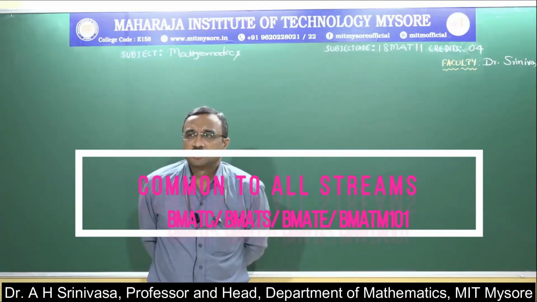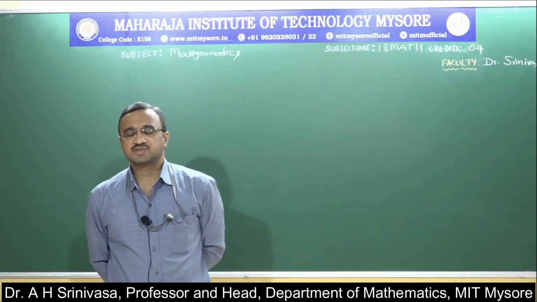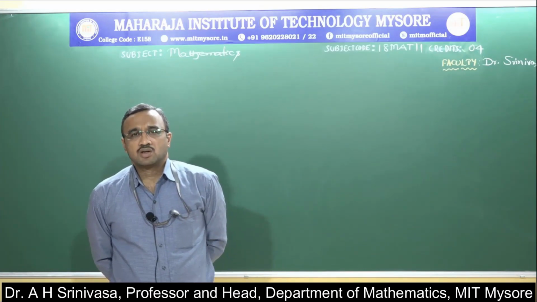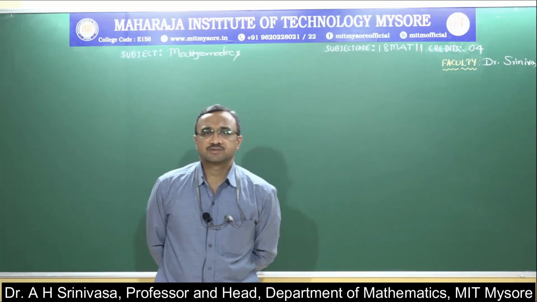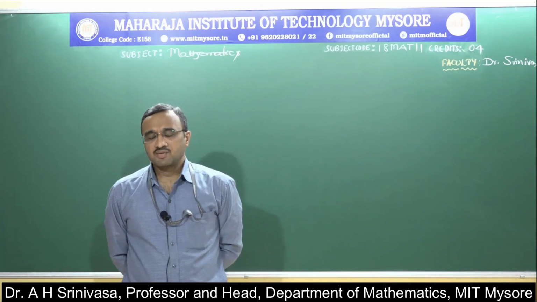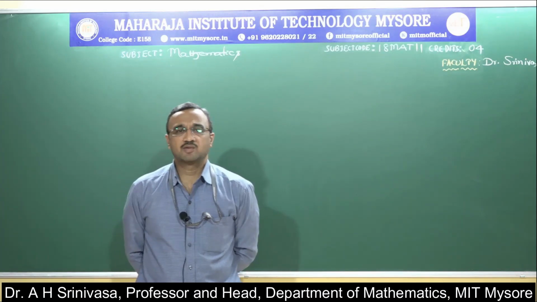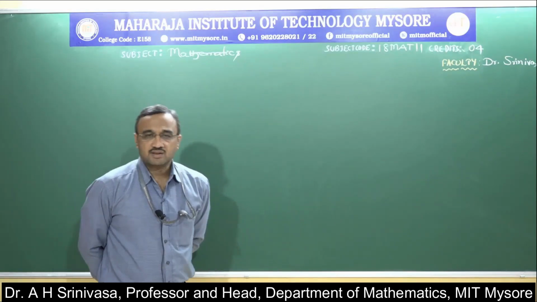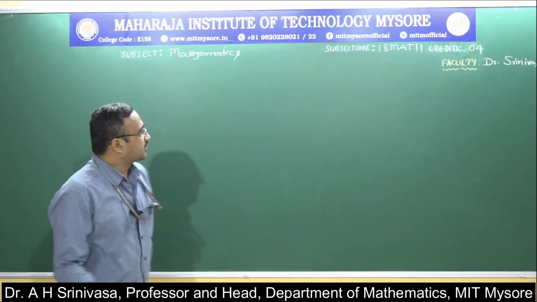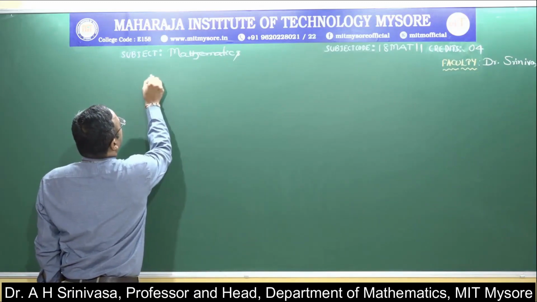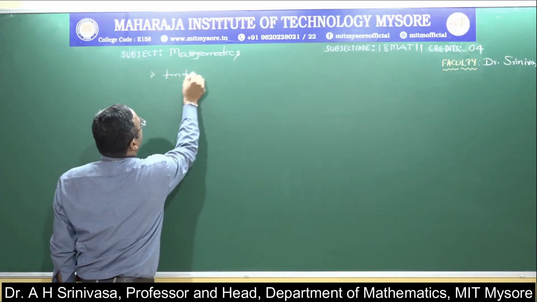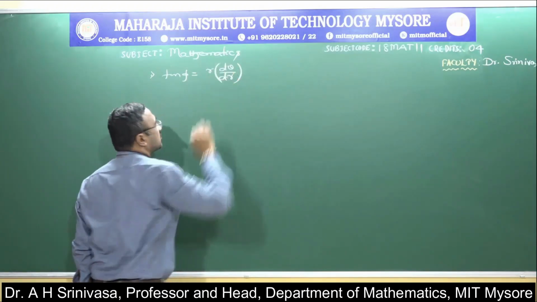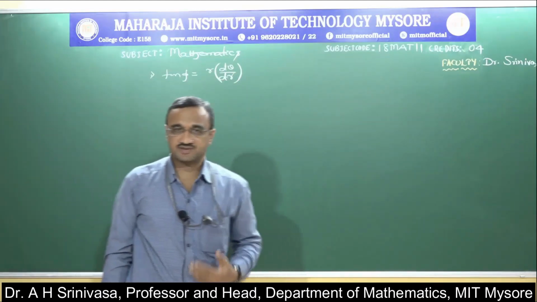Welcome to all. In the previous video, that means last class, we discussed polar curves. In polar curves, we derived one important theorem, the angle between the radius vector and a tangent. In that result, we obtained tan phi equal to r into d theta by dr. This is one of the results we extracted in the previous class.